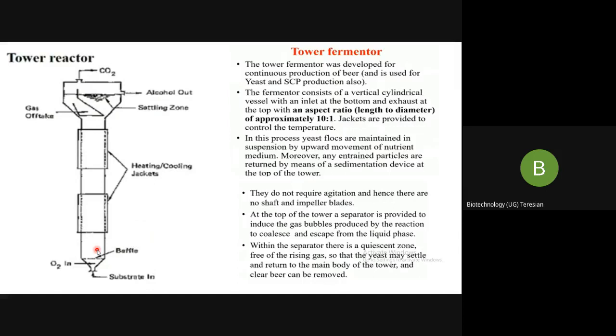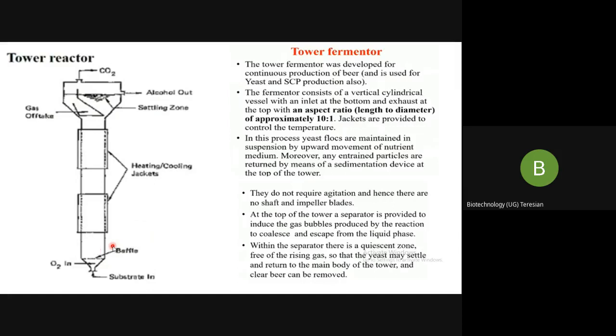So if you compare this tower fermenter with the airlift reactors, the tower fermenter may be considered as an airlift fermenter with larger dimension. It is almost the same, only the dimension here is bigger. Okay, so there is a riser zone and even here there is a downcomer zone.